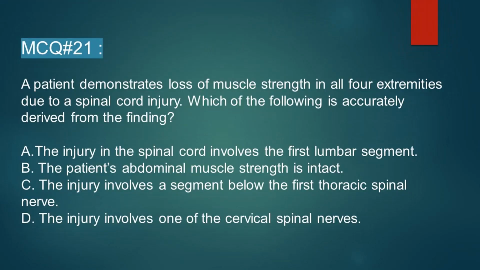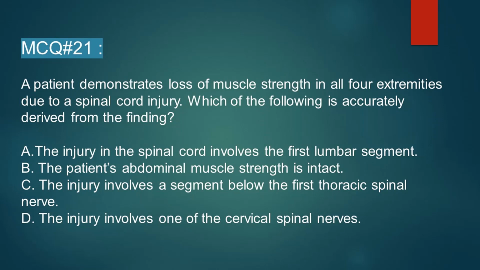So let's begin. So here we have the MCQ number 21. A patient demonstrates loss of muscle strength in all four extremities due to the spinal cord injury. So which of the following is accurately derived from the findings? Option A, the injury in the spinal cord involved the first lumbar segment. Option B, the patient's abdominal muscle strength is intact. Option C, the injury involved the segment below the first thoracic spinal nerve. Option D, the injury involves one of the cervical spine nerves.